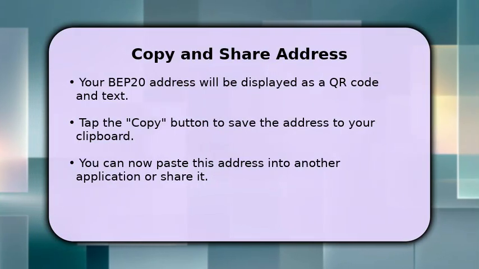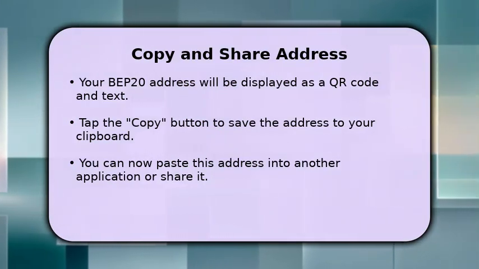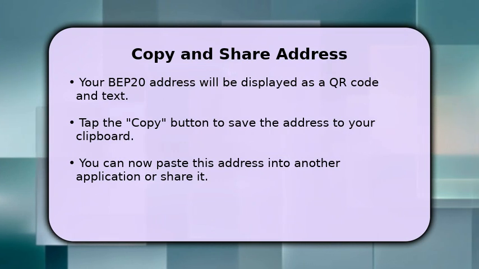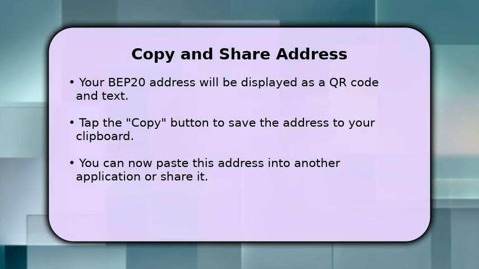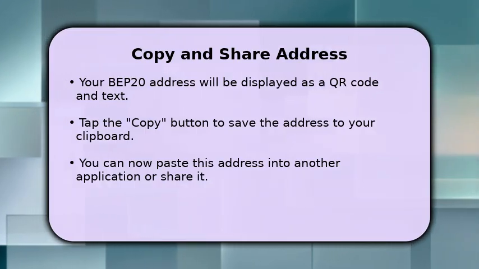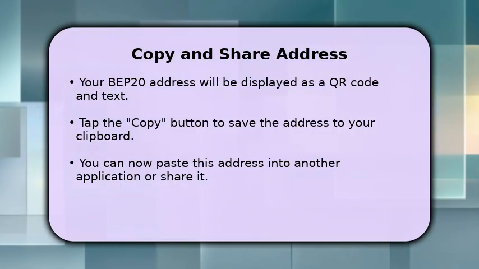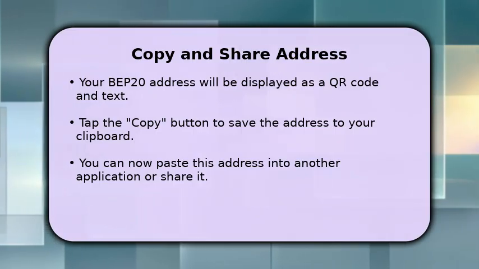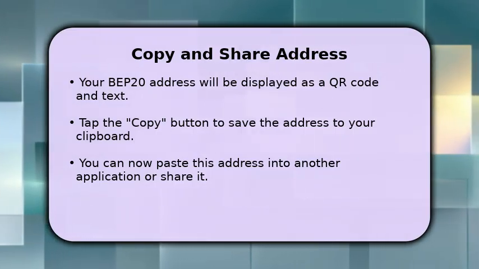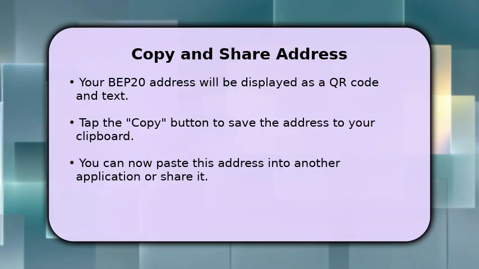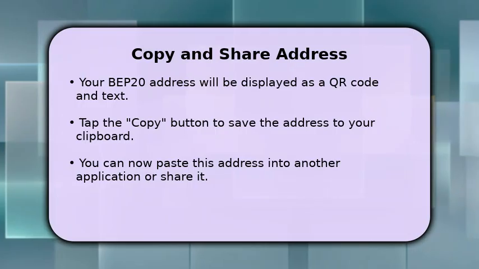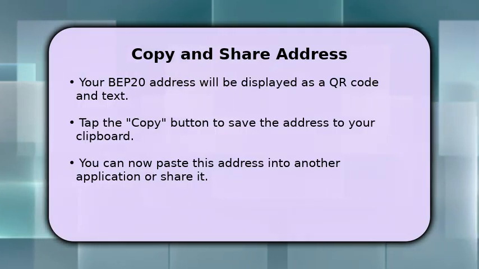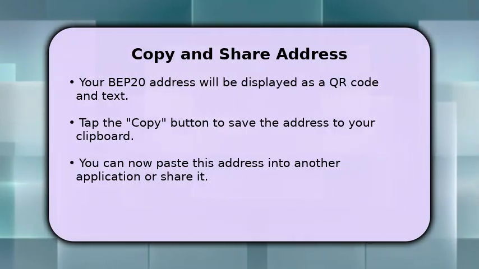Finally, your BEP20 address will be clearly displayed, often accompanied by a QR code for easy scanning. Below the QR code, you will find the address in text format. Simply tap the Copy button to instantly save this address to your device's clipboard. You can then paste this copied address into any other application or share it with someone who needs to send you BEP20 tokens. Always double-check the address before confirming any transaction.